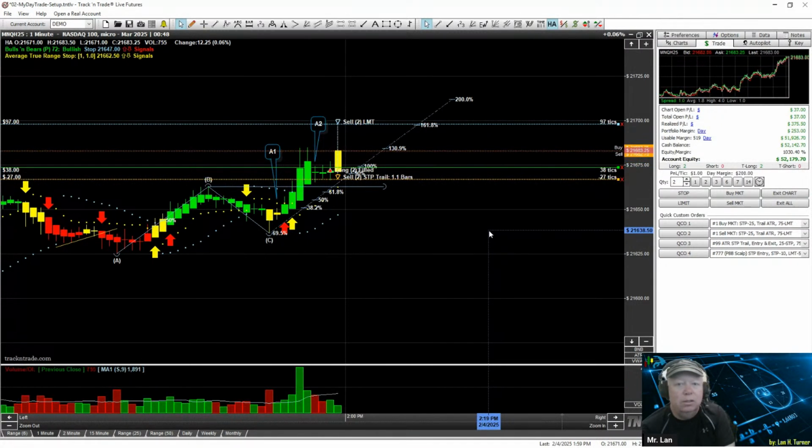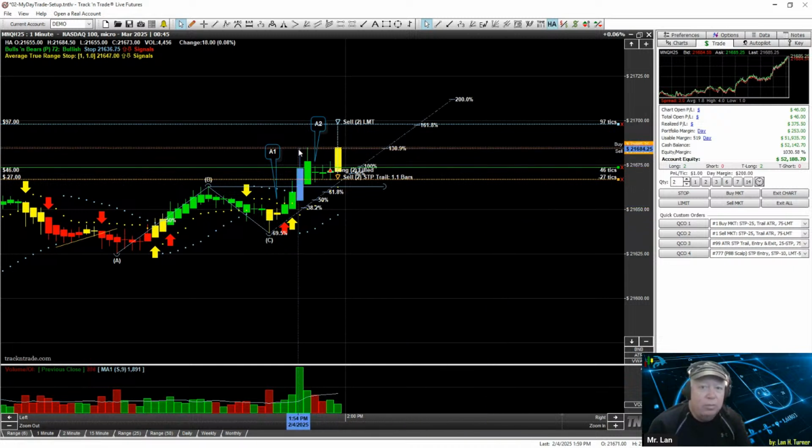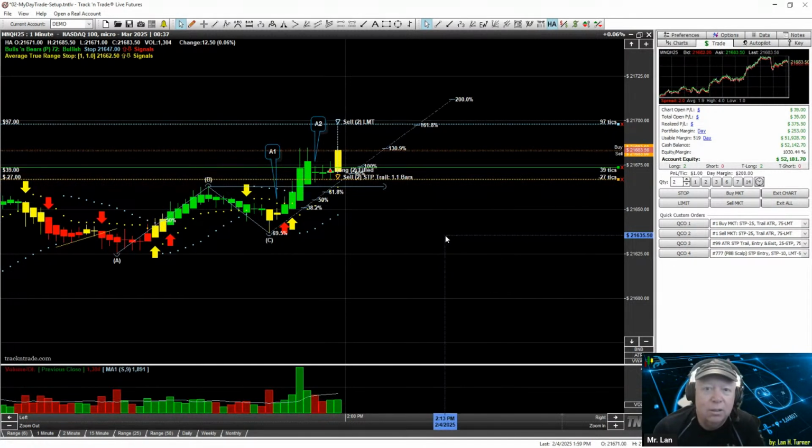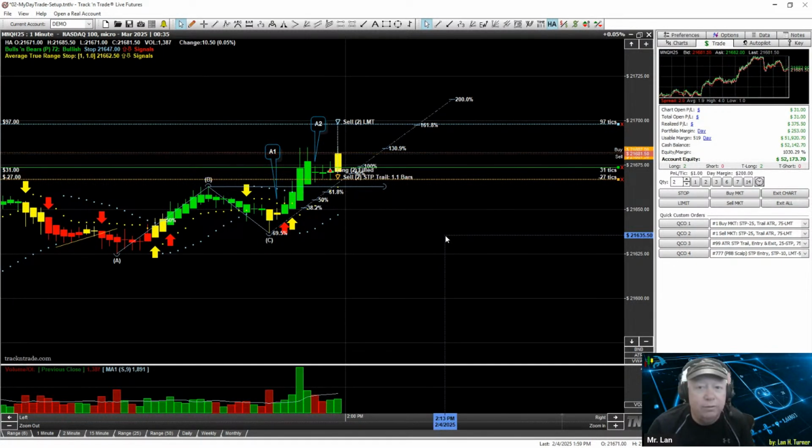There we go. That's testing that previous high. It's got to break that previous high. You can take your profits right there at the previous high. That'd be $42 if you took it off right there. That's not a bad little trade. I know a lot of guys will work a whole hour for $42.